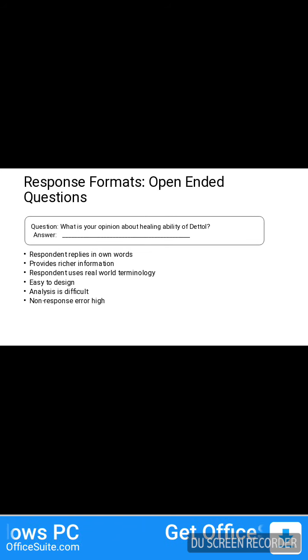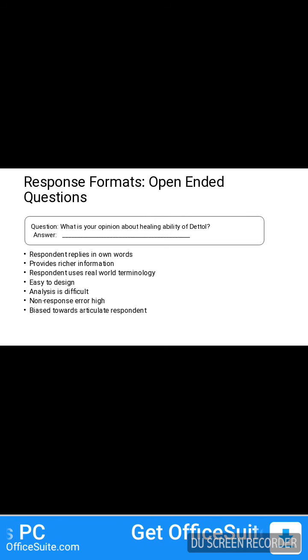Again, one more lacuna with these kind of questions is that the non-response error is high. Since the respondent has to write down in his own words, the respondent is likely not to feel like exerting this kind of an effort, and he would simply leave the question only half answered, or he would simply leave the question without writing down anything. That is why we are saying that the non-response errors would be high in such kind of questions.